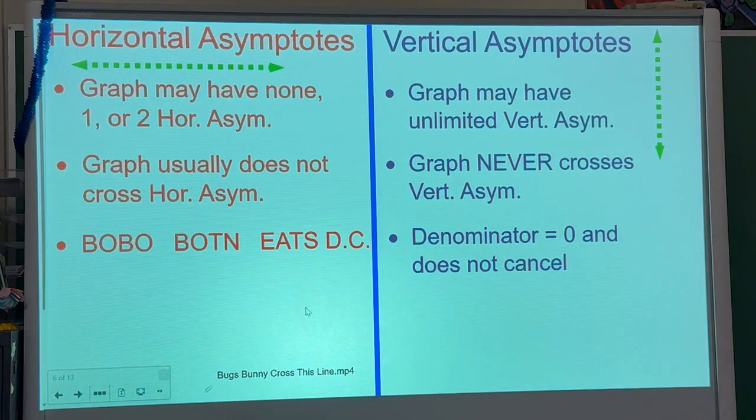Bugs should have used a vertical asymptote instead of a horizontal. I mean, you can never cross over a vertical, but you can cross over a horizontal sometimes.